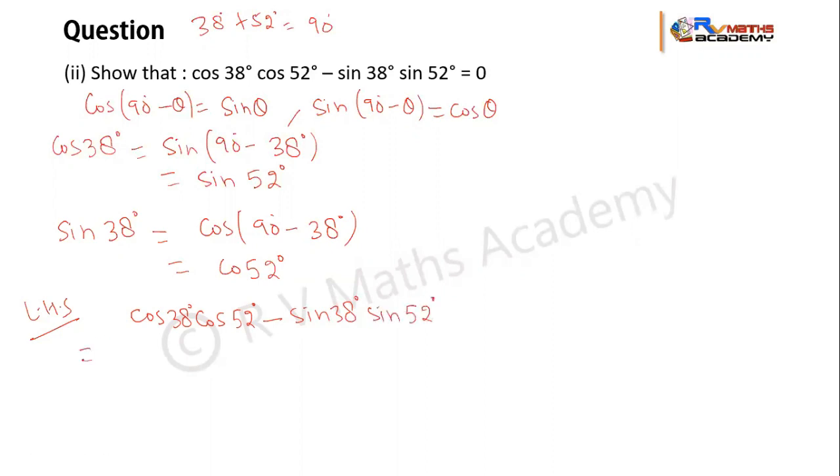Now this will be equal to, put the value of cos 38, that is sin 52 degree, cos 52 degree. Now put the value of sin 38, that is cos 52 degree, sin 52 degree. So these two terms will cancel out because they are the same term with opposite sign: sin 52 degree into cos 52 degree, and this is also cos 52 degree into sin 52 degree. So when you simplify, you will get 0, which is equal to the right hand side.